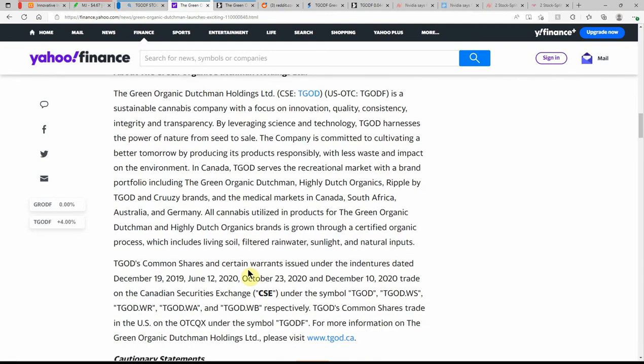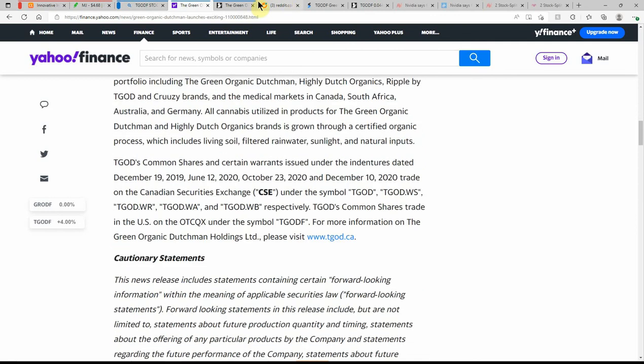the common share and certain warrants issued under the indentures dated 12/19/19, June 12, 2020, and 10/23/2020, trade in the Canadian exchange. And there's the following tickers.